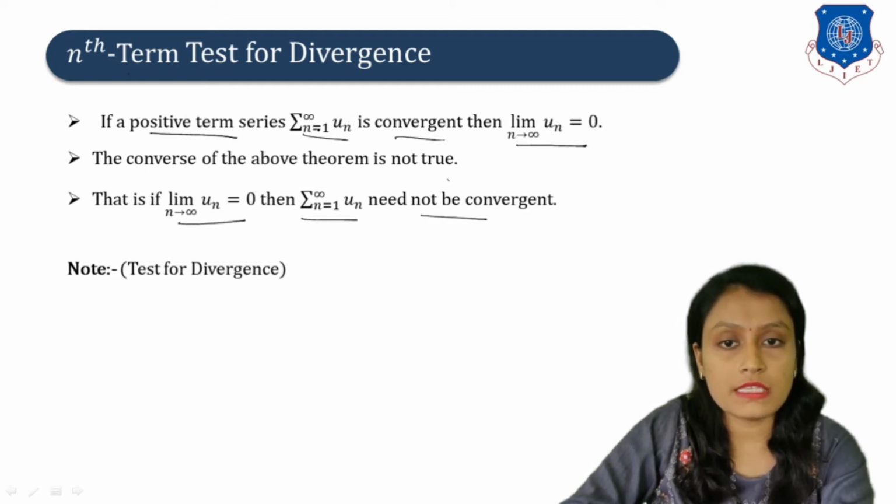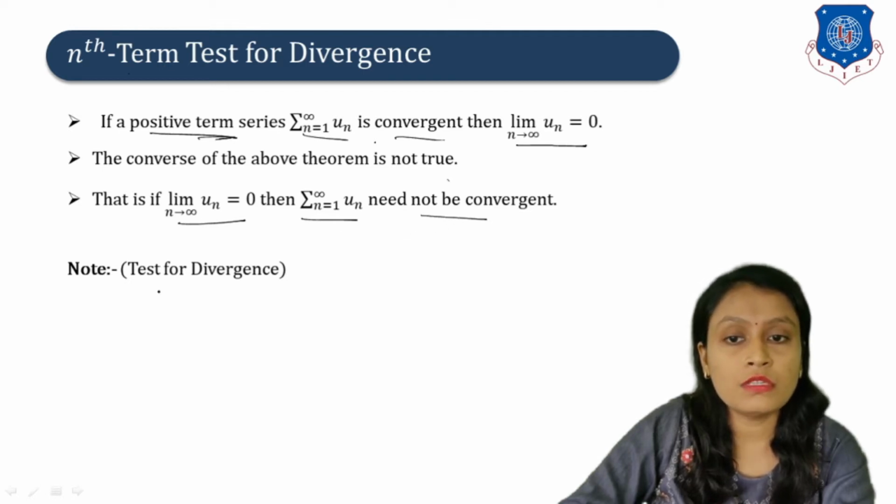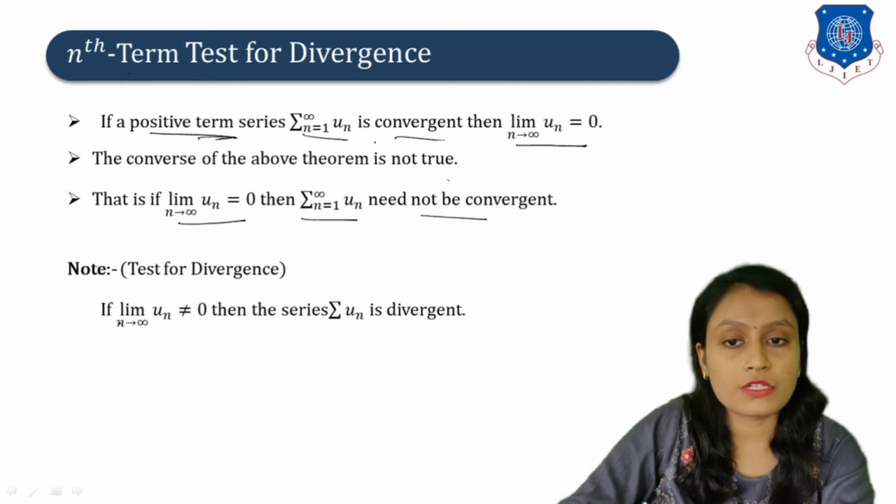So what this theorem says is that if a positive term series is convergent, then the limit as n tends to infinity of un will always be 0. But we cannot write it in the converse form. That is, if the limit as n tends to infinity of un is equal to 0, we cannot always say that the series Σun is convergent. So this gives a test for divergence. That is, if the limit as n tends to infinity of un is not equal to 0, then the series Σun is divergent. So we will use this test to prove some examples.